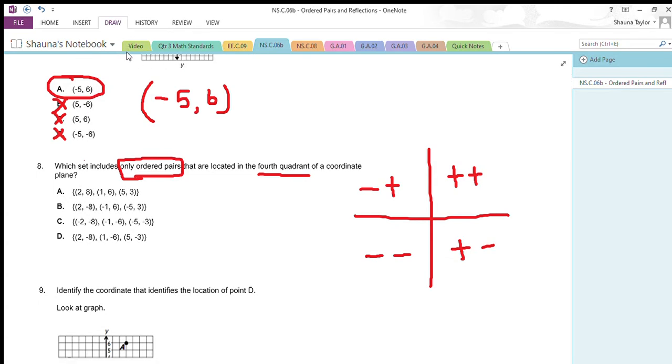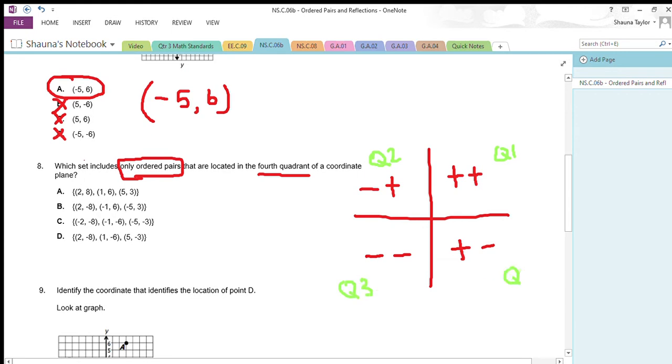So I'm going to move over here. So this is quadrant 1. This is quadrant 2. This is quadrant 3. And this is quadrant 4. There you go. All right, so how I would figure this out is I'm looking, they want the fourth quadrant. So look at the fourth quadrant here. Your ordered pairs, the first number has to be a positive number. Your second number has to be a negative number. So that's what I'm looking for.